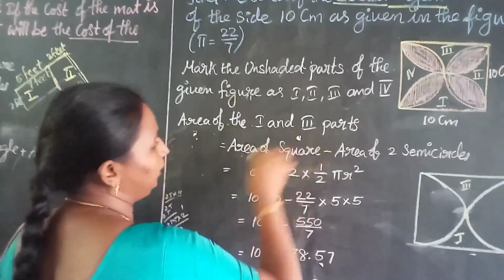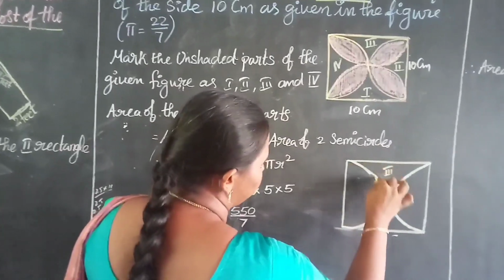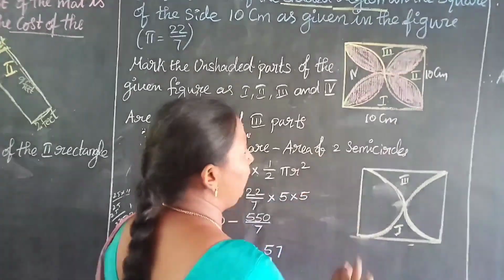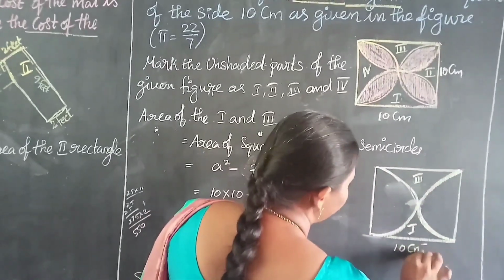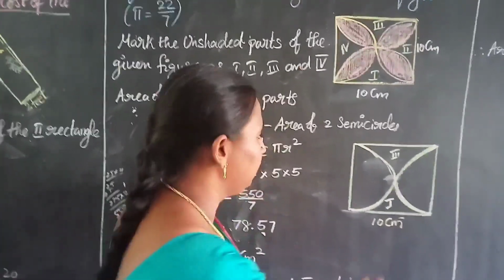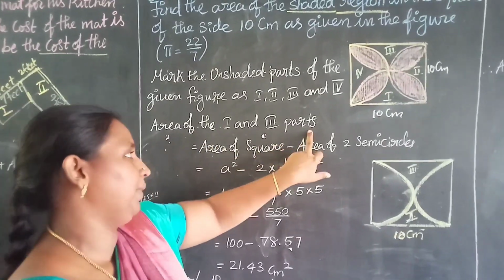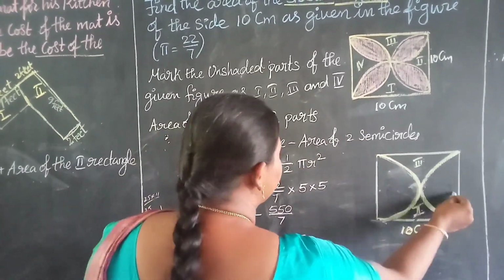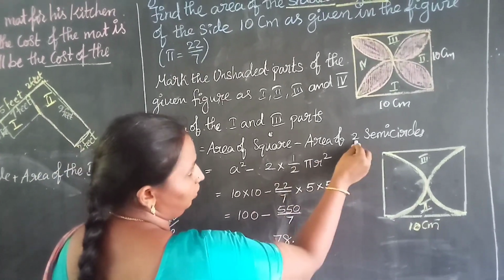Okay. So the area of 1 and 3 parts. Now I am going to find the area of 1 and 3. The shape will be like this. First I am going to find the 1 and 3 parts only. How to find this now? Area of the square minus the area of the two semicircles. So you can find the 1 and 3 parts using the area of the square minus the area of these two semicircles. So area of the square, what is the formula? A square minus 2 semicircles, no?